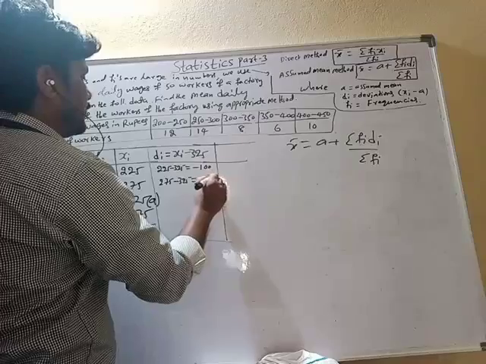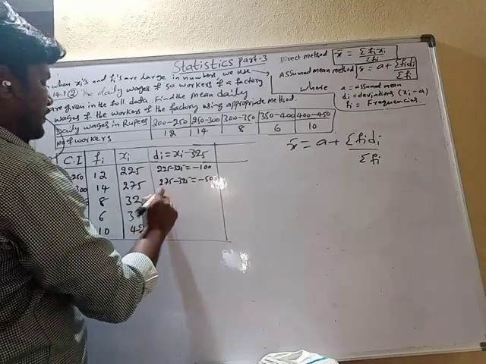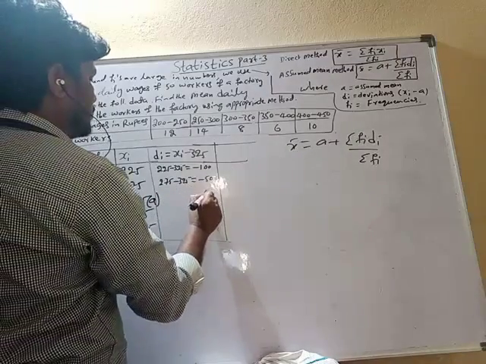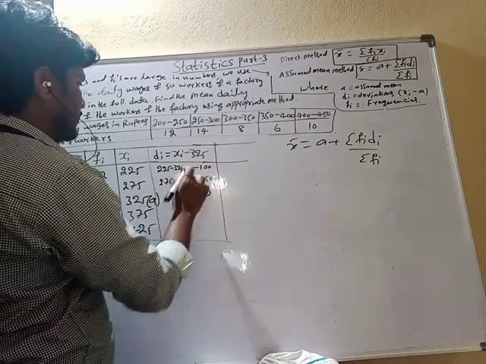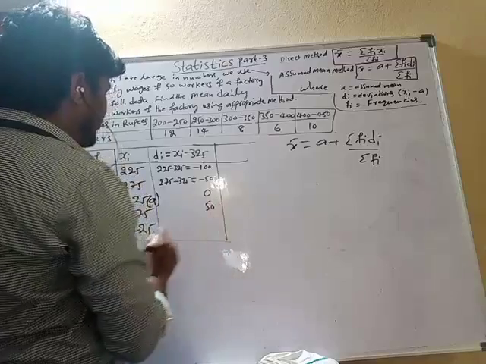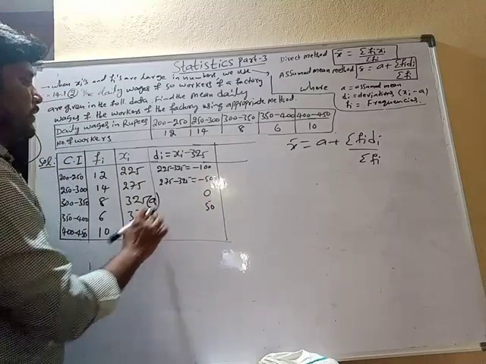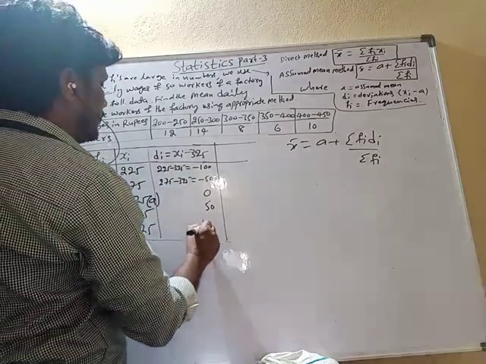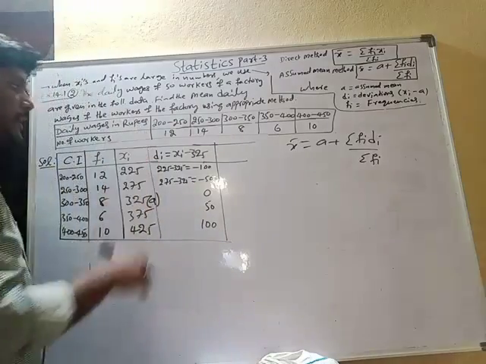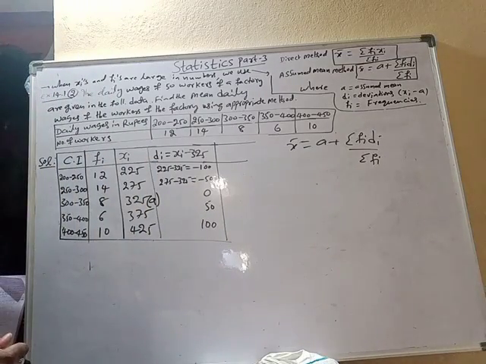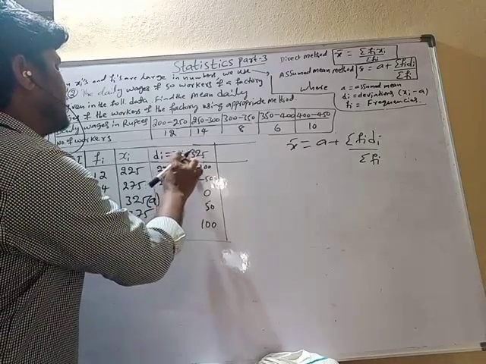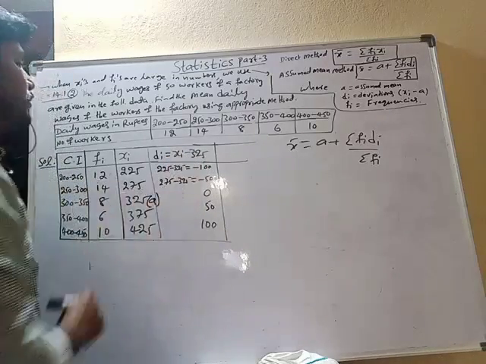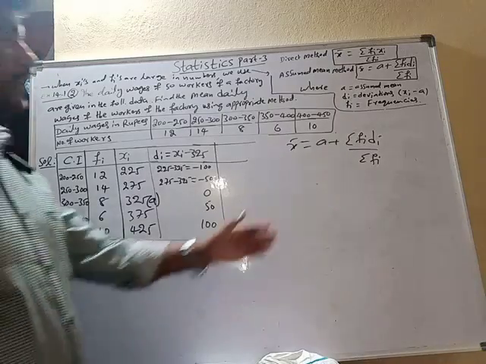Then 325 minus 325, that is 0. Next, 375 minus 325 is 50, and similarly 425 minus 325 is 100. These are the di's, the deviations. Deviations are calculated as xi minus a, and a is here 325. Then come to the formula.